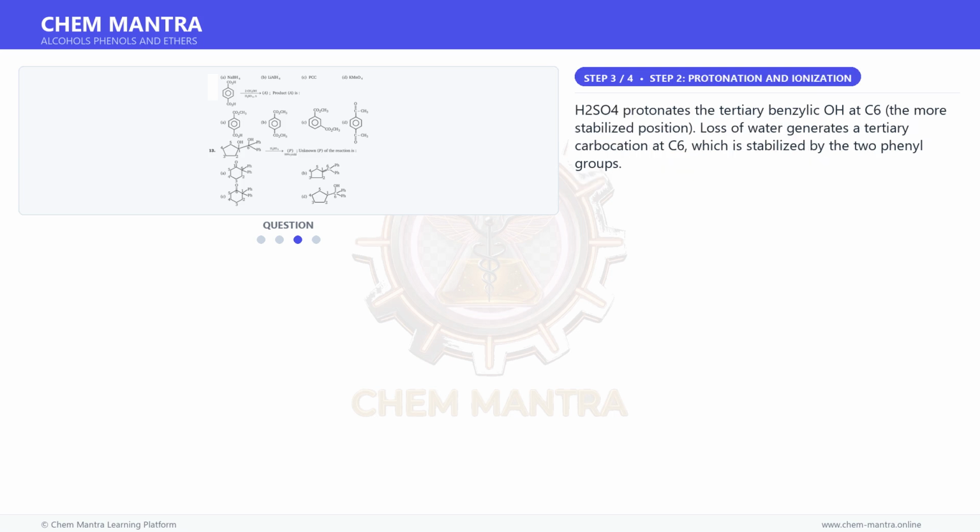Moving on to the next step. H2SO4 protonates the tertiary benzylic OH at C6, the more stabilized position. Loss of water generates a tertiary carbocation at C6, which is stabilized by the 2 phenyl groups.